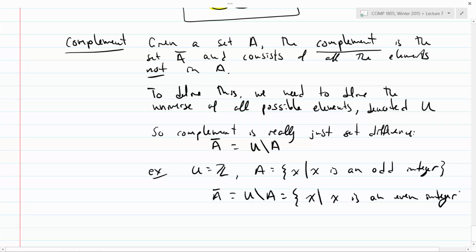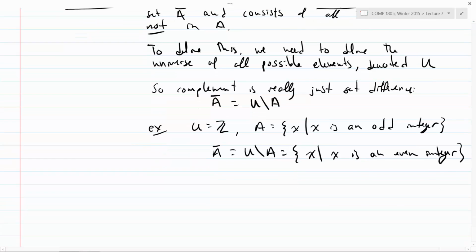Is 0 an even integer? Yeah, it's 2 times 0. All right. So that's how you define that. And again, you can do this using set builder notation. So A bar is equal to x such that x is not in A. You could also write it is not the case that x is in A. That would be just fine too.